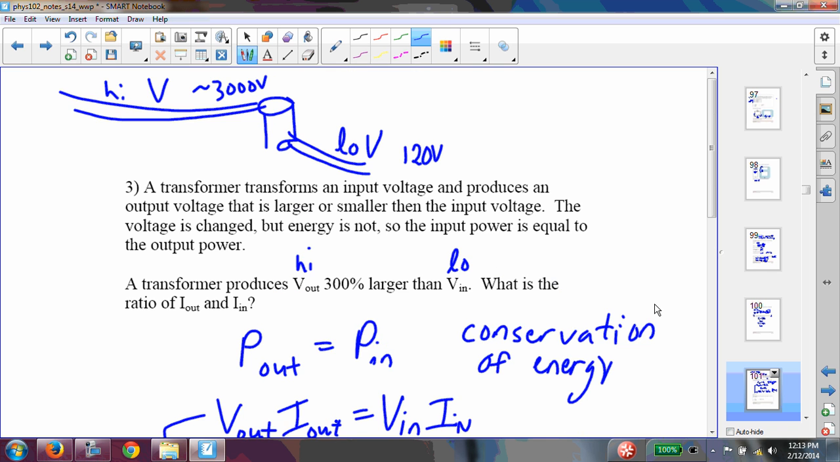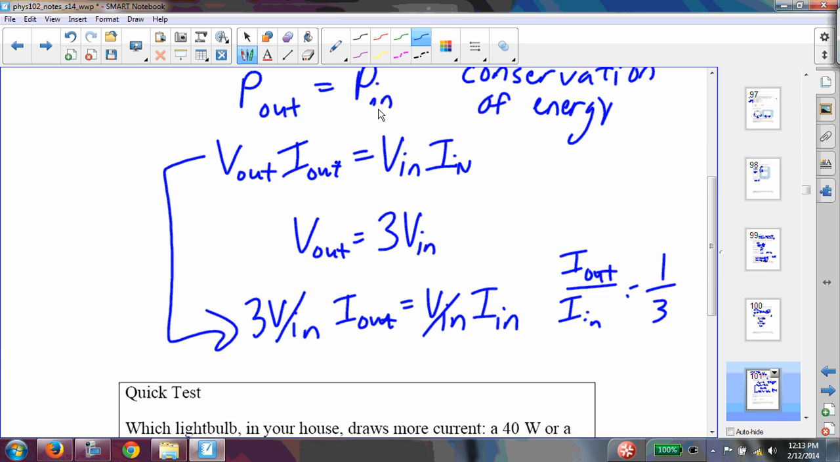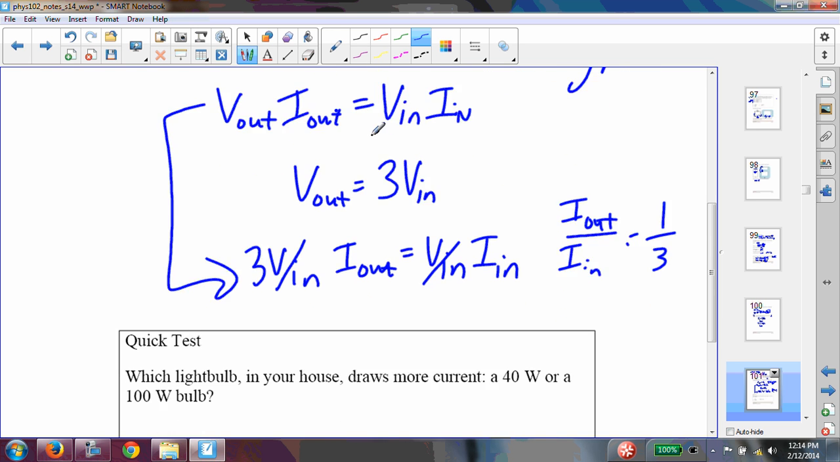How I get from this high voltage over here to this low voltage is that over here I have a high voltage, but I have a very low current. And over here I have a low voltage, but I have a very high current. And that works out in the power. Now in this case it was switched because our output voltage was actually less than our input voltage.